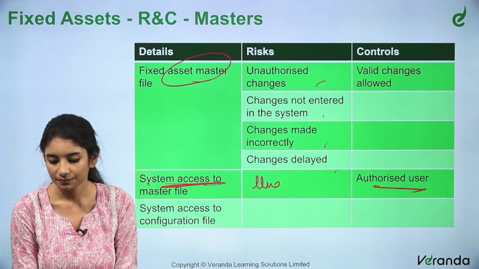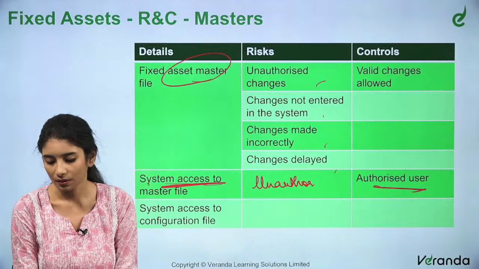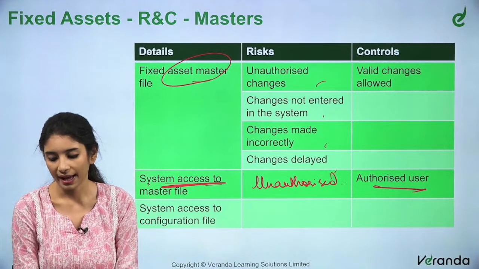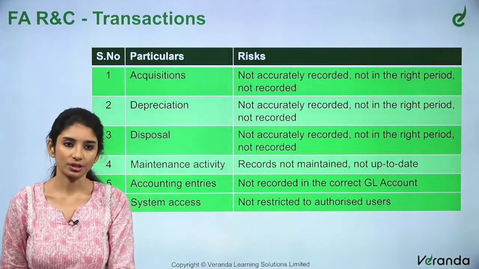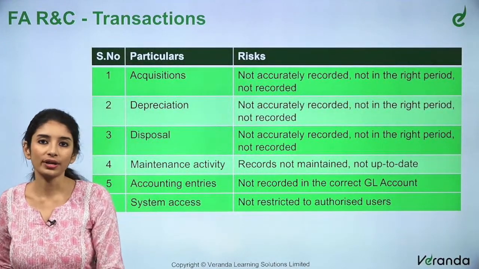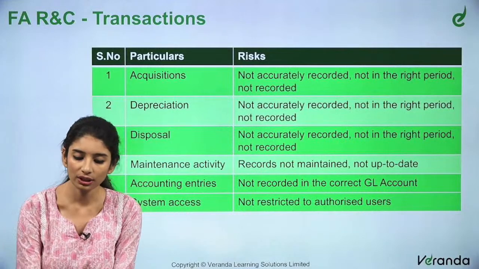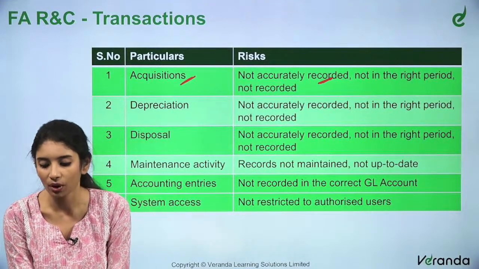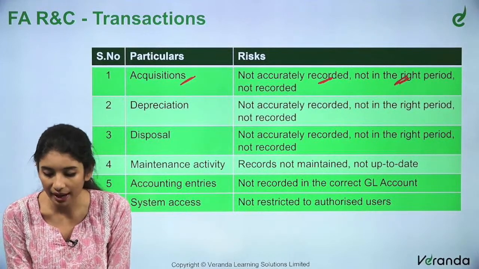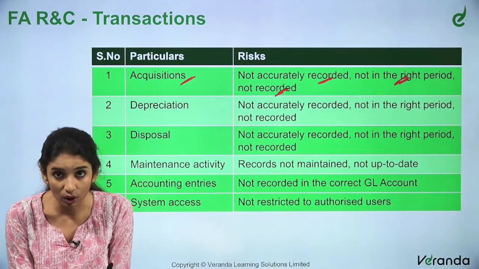Unauthorized access. Okay, clear? Fixed assets transactions. Now there are a lot of points in this. You have to just think logically, what are the stages? Acquisition. Now this acquisition is not accurately recorded, not recorded in the right period, not even recorded.